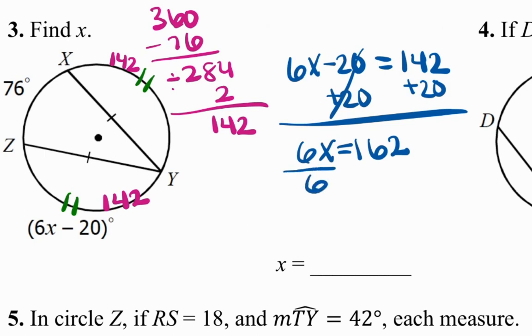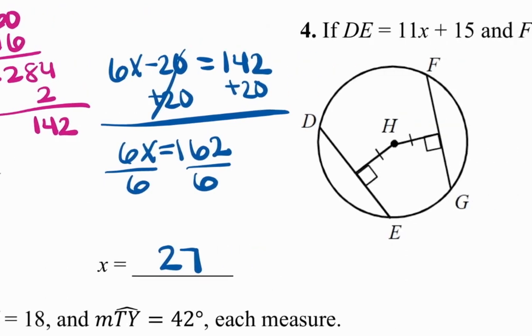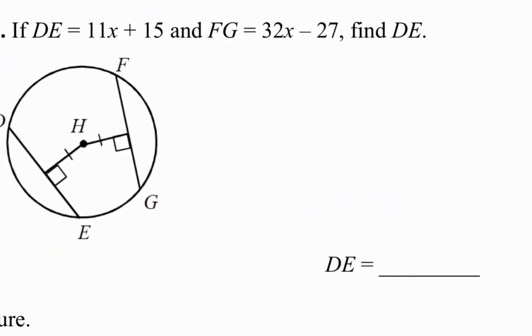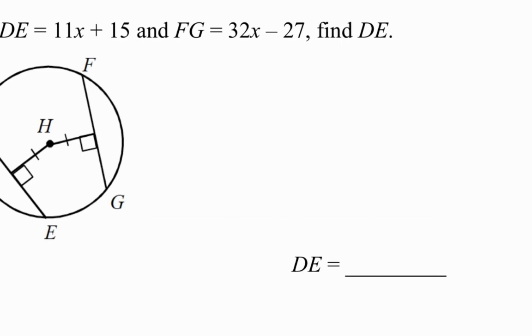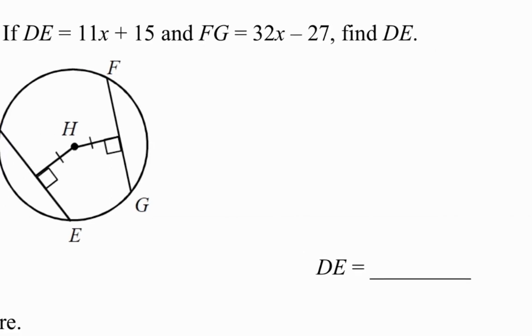And then divide both sides by 6. We get x equals 27. Okay. Number 4, DE is 11x minus 15. FG is 32x minus 27.